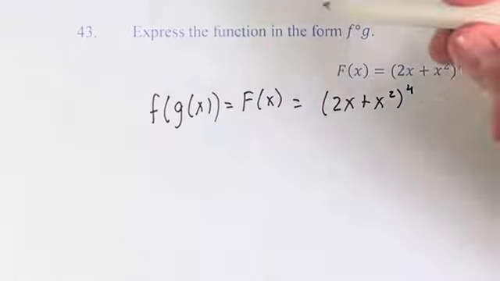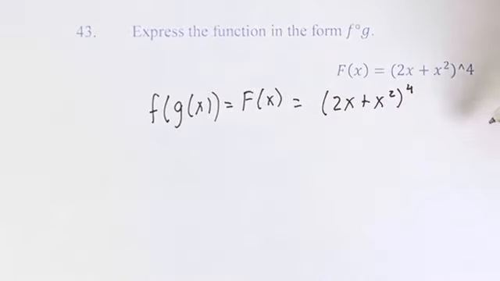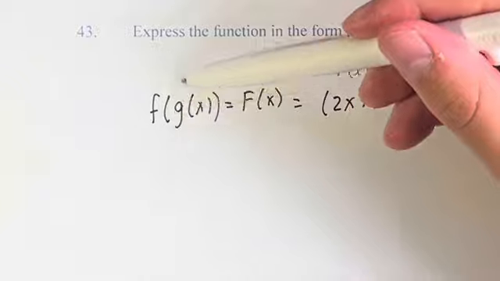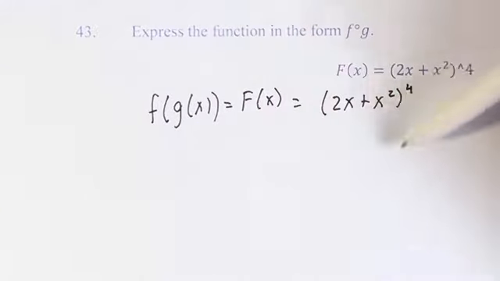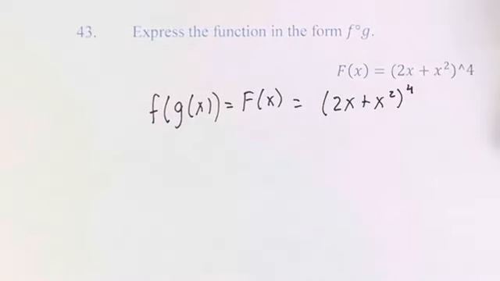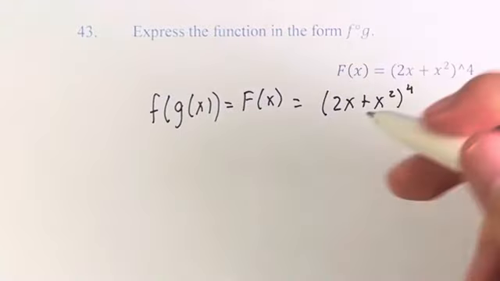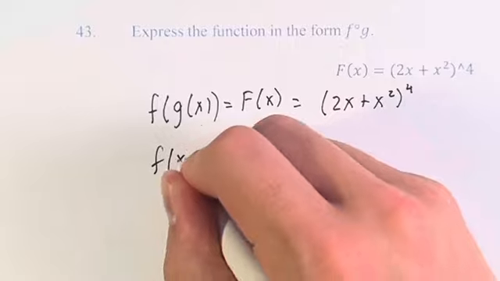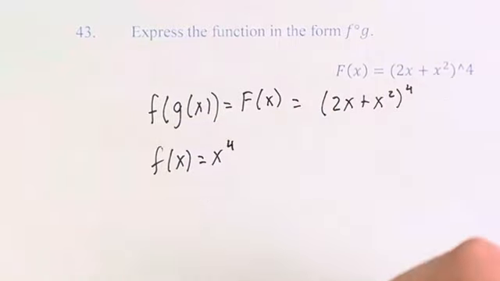Now, there's many ways to do this. Right? There's not just one pair of functions that will compose to be this. But when we're doing these problems where we just have to pick anything, I think it's easiest to do the easiest one, where we have something to the fourth power. So let's say f of x is equal to x to the fourth.